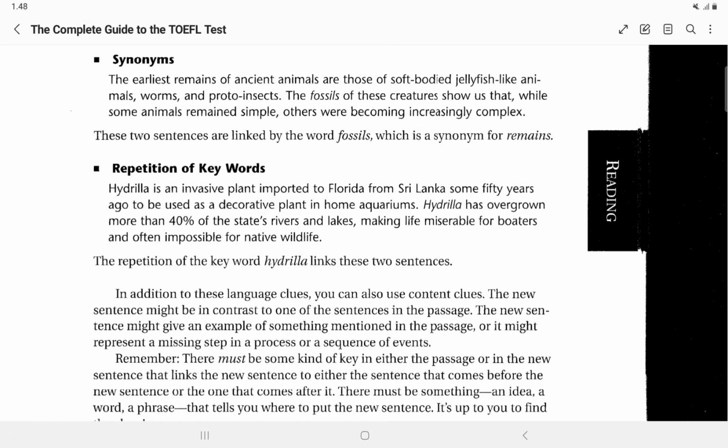These two sentences are linked by the word fossils. Synonyms, which is a synonym for remains. Remains berarti sisa-sisa. The earliest remains. Oh, this is tricky because it's not obvious. The earliest remains of ancient animals. The fossils, dan remains. The fossils of these creatures, so be aware of the synonyms.